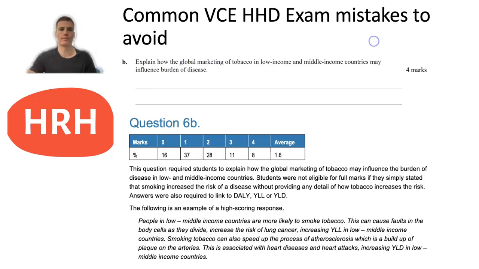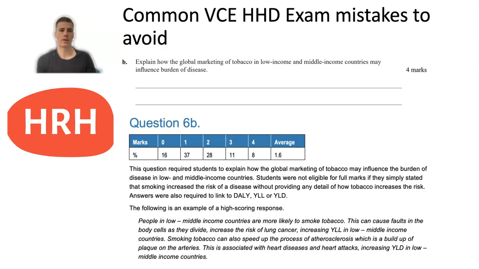Here is a question from a past exam where they've asked you to explain how the global marketing of tobacco in low and middle income countries may influence burden of disease. It's worth 4 marks, so I'd be trying to reference 2 out of those 3: YLL, YLD or DALY in your answer. In the examiner's report, they mentioned that students were required to link to either DALY, YLL or YLD for full marks for this particular question. They've given a high scoring response there, and you can see that student did that.